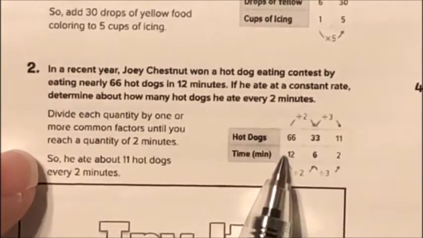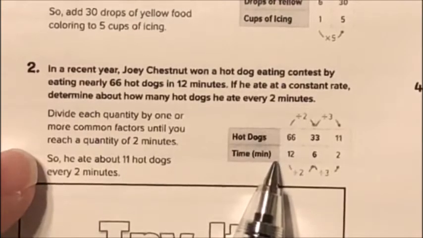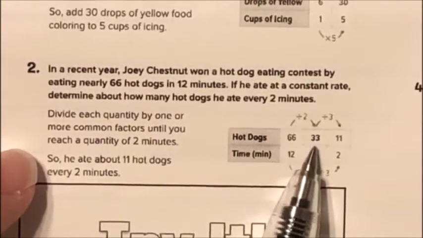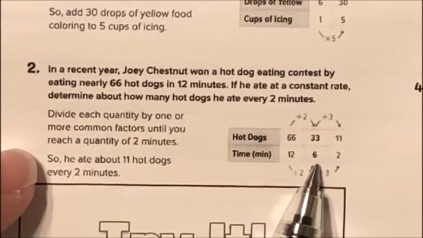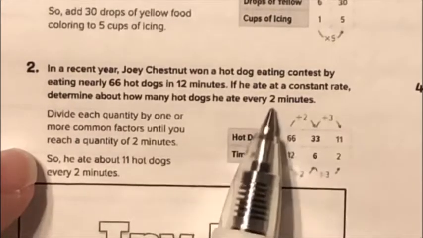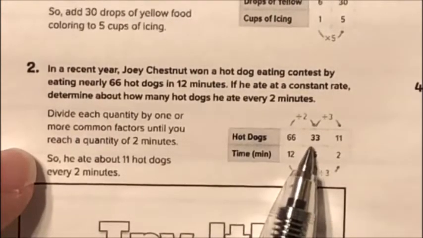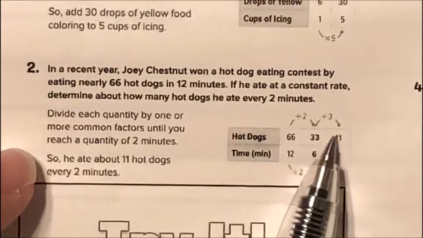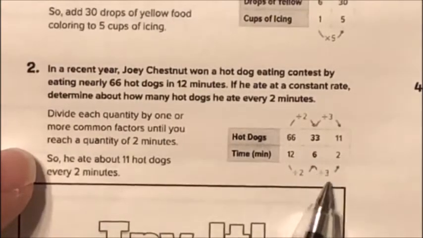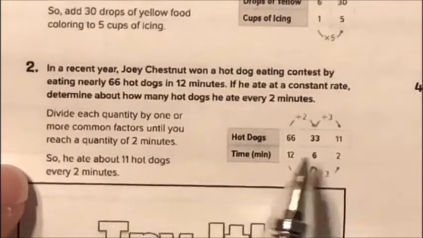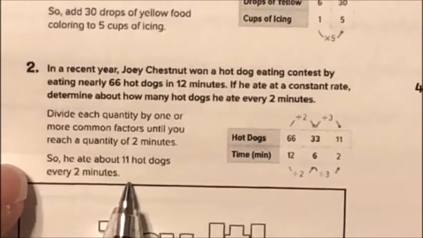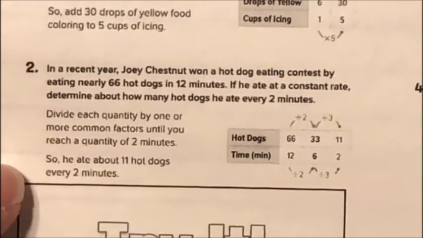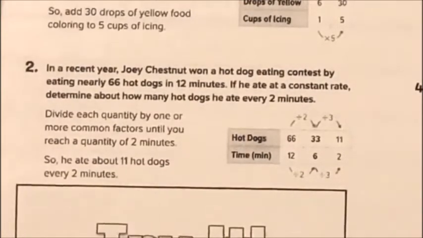So I have 66 and 12, so here's my table. I can divide them both by 2. 66 divided by 2 gives me 33, and 12 divided by 2 gives me 6. But I want to know for 2 minutes, that's 6 minutes, so I divide them by 3. 33 divided by 3 gives me 11, and 6 divided by 3 gives me 2. So he ate about 11 hot dogs every 2 minutes. So that's the first way you can solve with ratio tables.